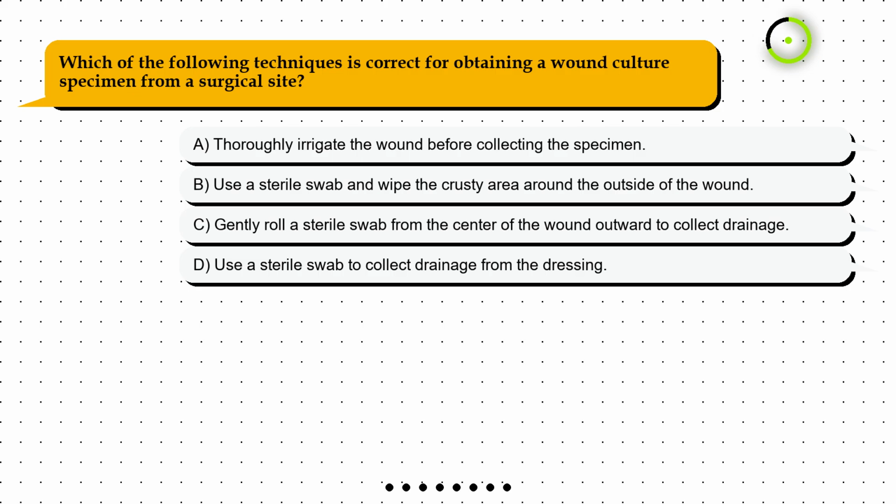Option A, thoroughly irrigate the wound before collecting the specimen. Option B, use a sterile swab and wipe the crusty area around the outside of the wound. Option C, gently roll a sterile swab from the center of the wound outward to collect drainage. Option D, use a sterile swab to collect drainage from the dressing.